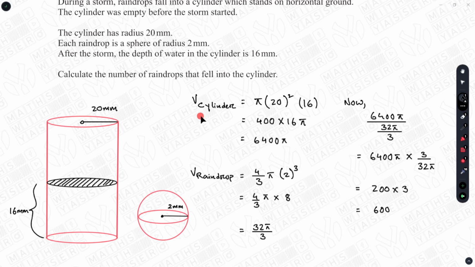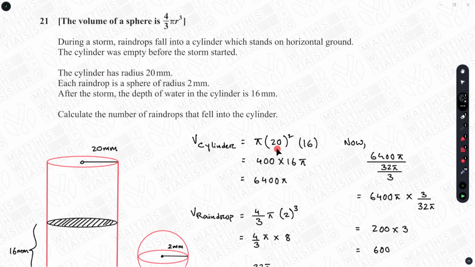So for solving this, I'm finding the volume of the cylinder first, up to which the water has fallen. So that will be pi r square h. The volume of the cylinder will be pi r square h, where r is the radius and we already know that is 20 and the height is 16. So simplifying it will give us 6400 pi.